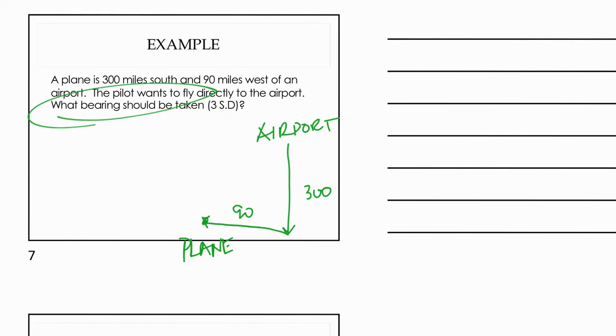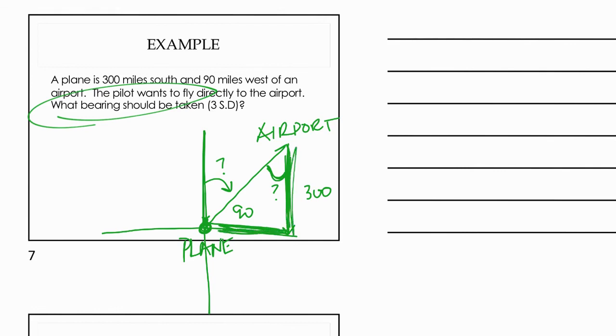So I'm going to draw a brand new coordinate plane right here. This is where the plane is. The pilot wants to go straight to the airport, which means I need to know that angle. That's the bearing that an airplane would take. Since this is directly north and south and this is directly north and south, do you see that this angle is the same one that I'm trying to find? Again, alternate interior angles. With this side being 90 and this side being 300, I should be able to do the tangent of this angle. The tangent of that angle should be the opposite over the adjacent. And breaking out your handy dandy calculator, you should get 16.7 degrees.